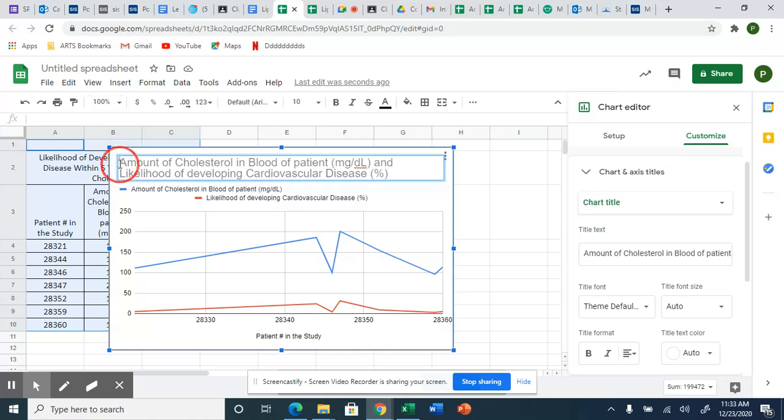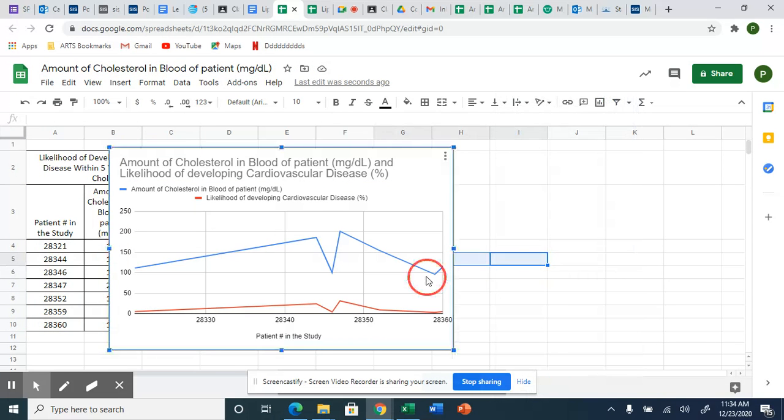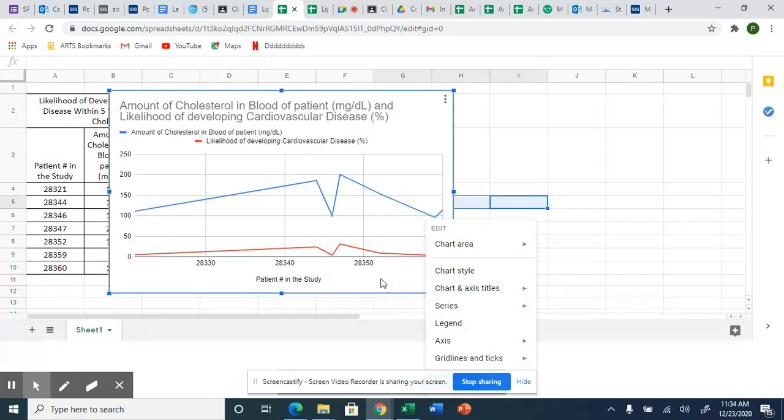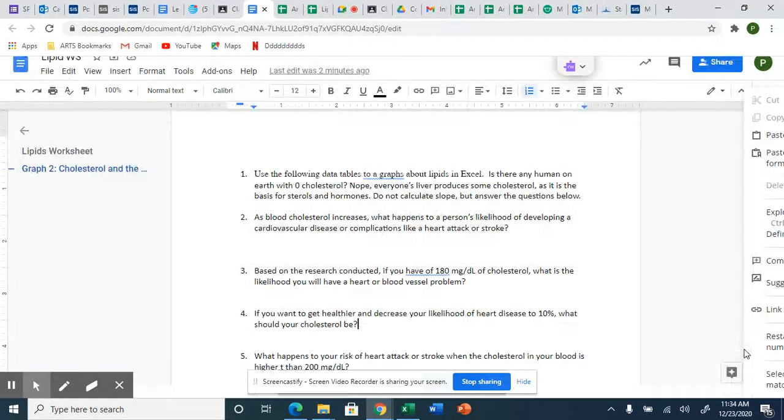Did I get it? No. Amount of blood. Name the spreadsheet. So, back to the questions. Use the following to graph. Okay, we made a graph.